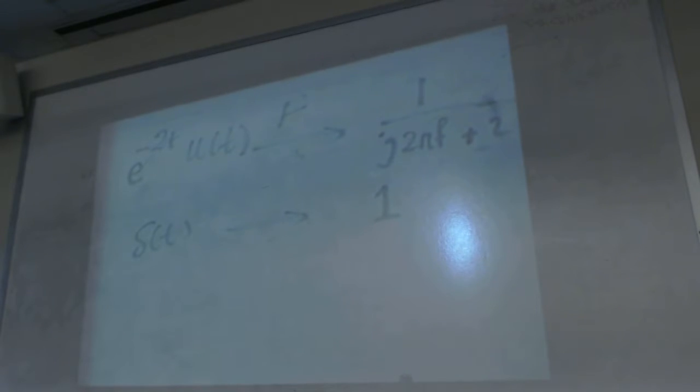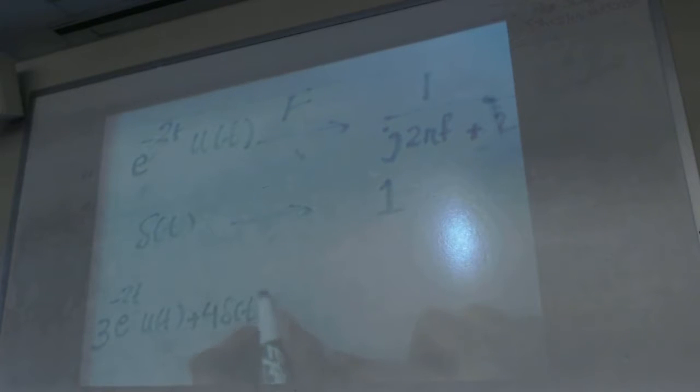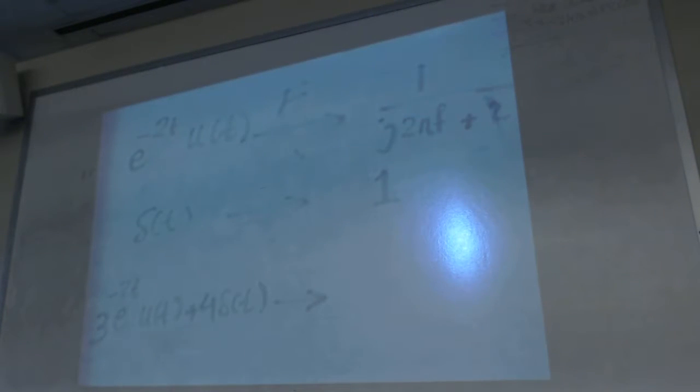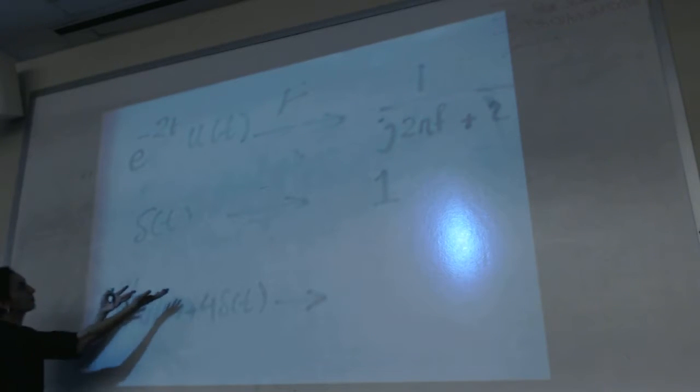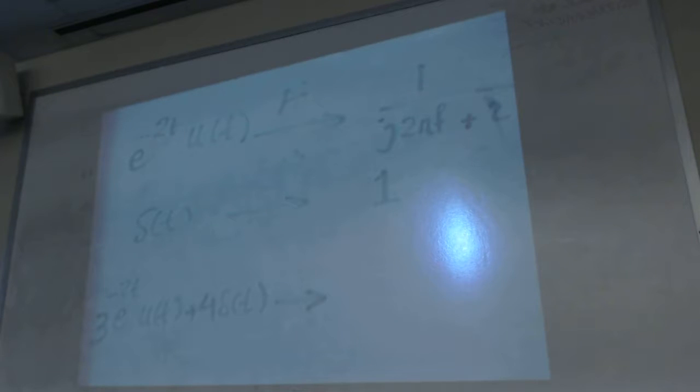Now, if somebody tells you, okay, what's the Fourier transform of 3 times this plus 4 times delta? We know the Fourier transform of this one, we know the Fourier transform of that, so just 3 times that plus 4 times that. So what's the Fourier transform? 3 times the capital G bar, and then 4 times 1. Okay, so this is called linearity.